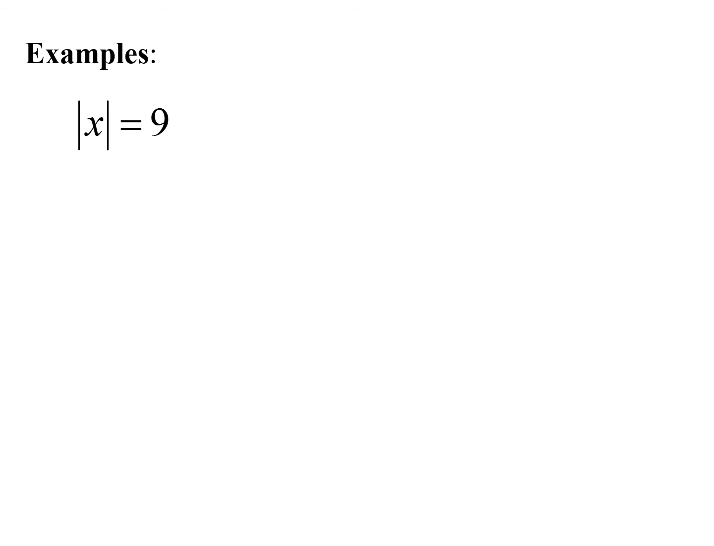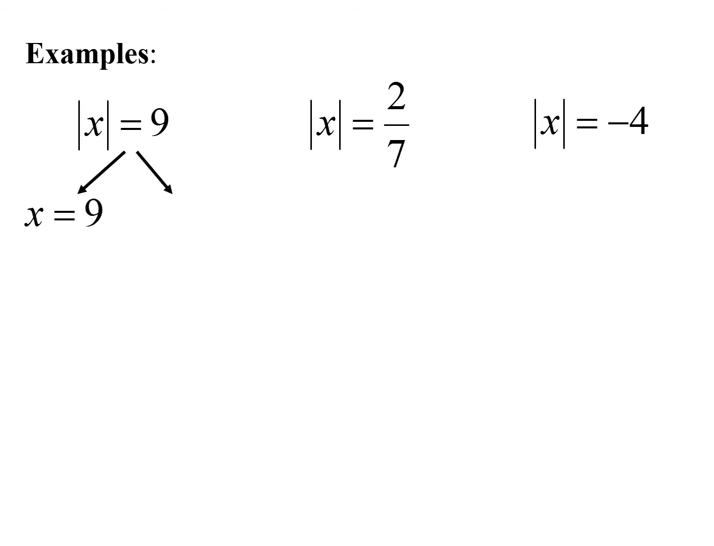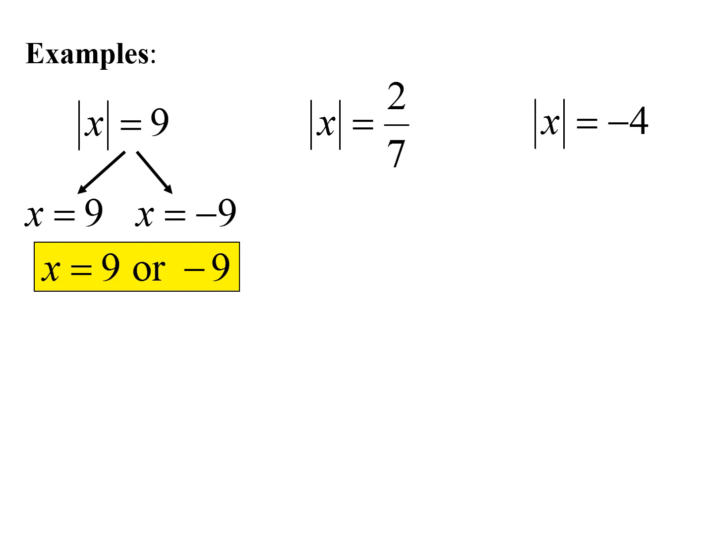If I have the absolute value of x is equal to 9, or the absolute value of x is equal to 2/7, or the absolute value of x is equal to -4, we're going to take a look at each of these individually. First, the absolute value of x is equal to 9. So we have two possibilities, x equals 9 or x equals -9. Both of those work. If I plug in 9 for x, the absolute value of 9 is 9. The absolute value of -9 is also 9, therefore both are solutions.